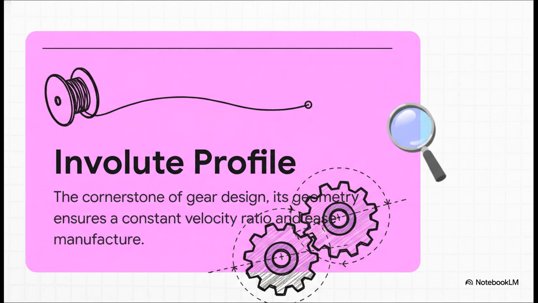Well, the best way to get it is to picture this. You've got a spool of thread. Now imagine pulling that thread so it unwinds but you keep it perfectly tight. The path that the very end of that string makes as it comes off the spool, that is an involute curve. It's that simple, that elegant, and it's the absolute foundation of modern gear design.